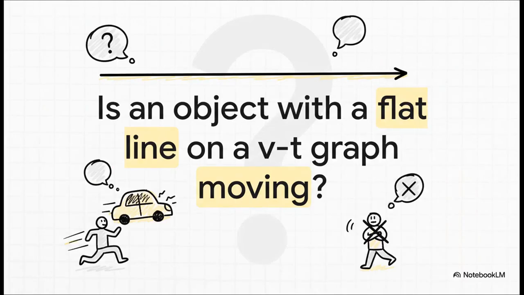All right, let's just jump right in with a question that trips up so many students. You see a perfectly flat, horizontal line on a velocity time graph. So what's the deal? Is the object just sitting there, not moving? Or is something else going on? Have a think about it, because we're about to figure out the definitive answer.